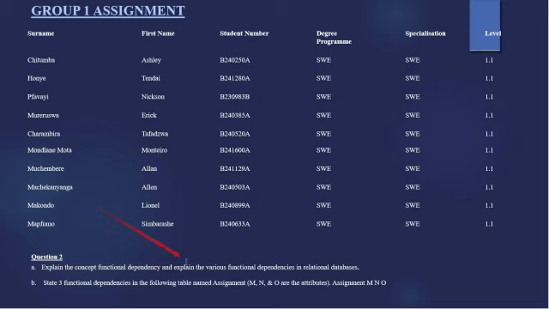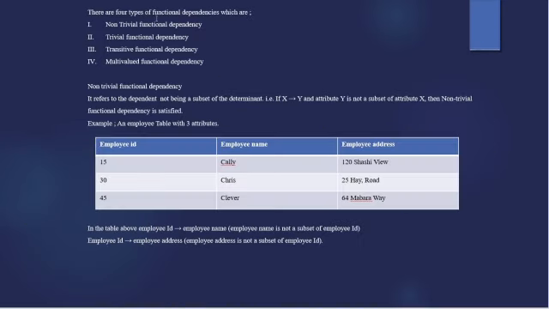We are going to the second part, which says explain the various functional dependencies. Now we are going to delve into the various functional dependencies. There are 4 types of functional dependencies, which are: number 1, non-trivial functional dependence, and then trivial functional dependence, transitive functional dependence, and multi-valued functional dependence. As per our findings, we have come up with 4 types of functional dependence. Starting with the first, we have non-trivial functional dependence.